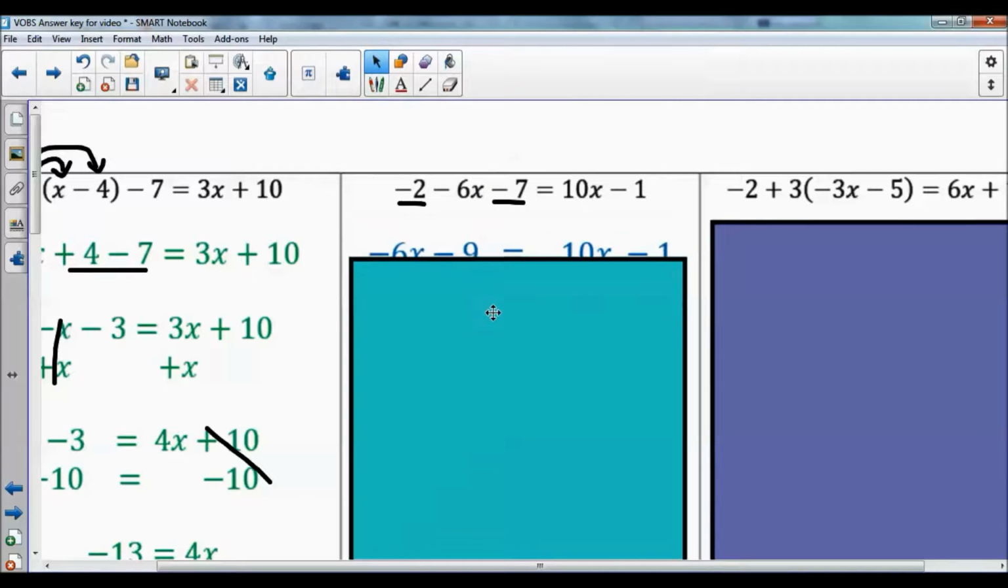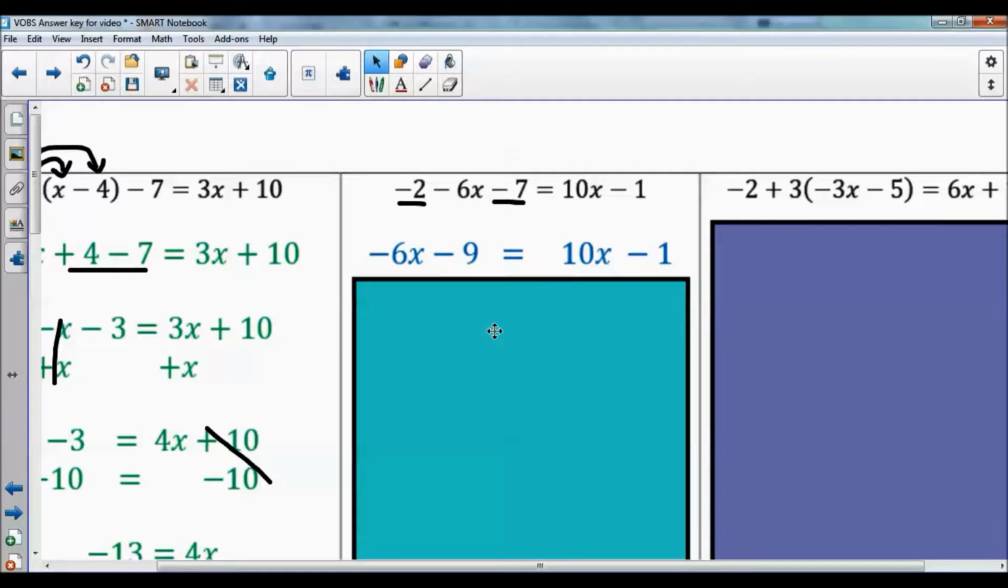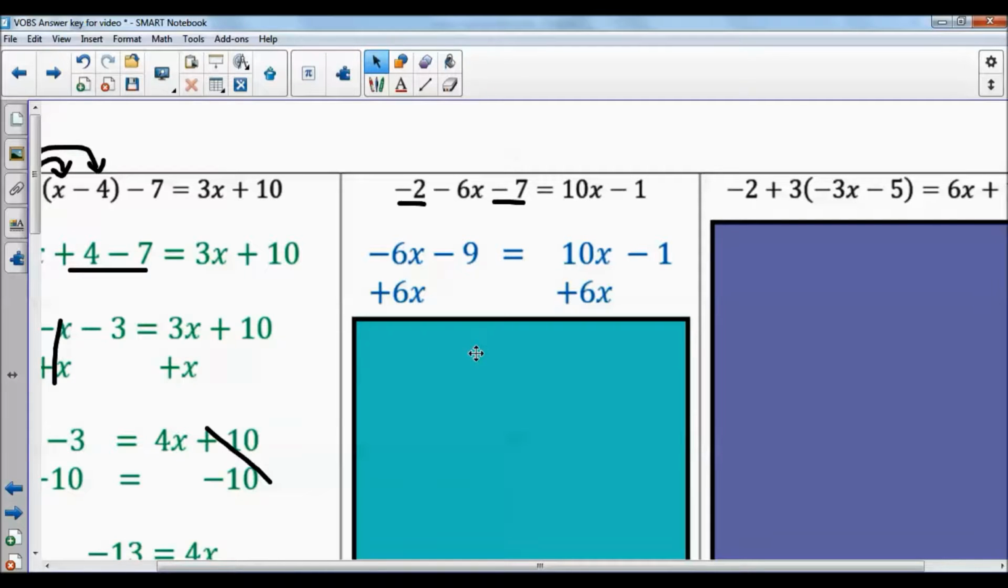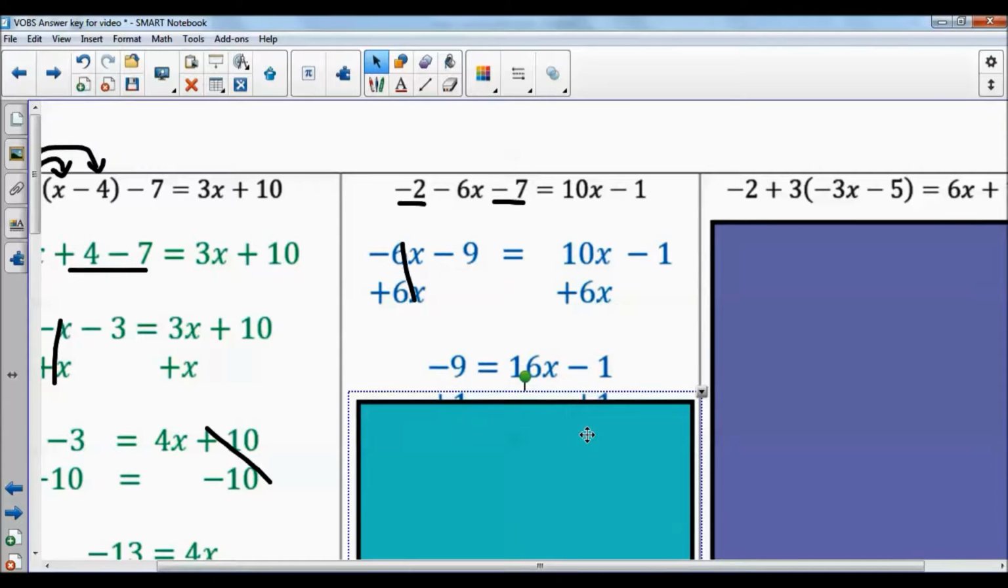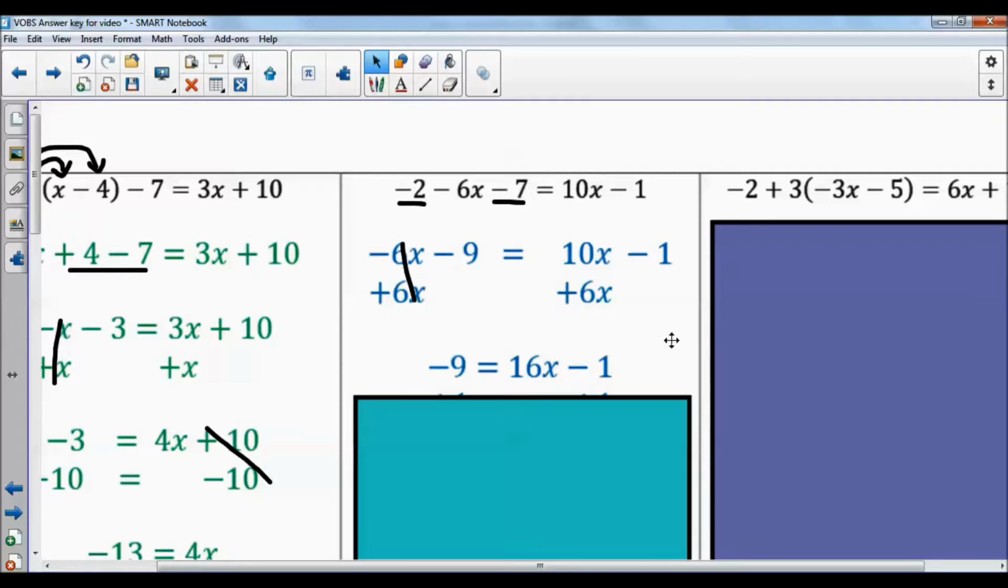And so we're going to have negative 6x minus 9, because those are both negatives, so they combine, is equal to 10x minus 1. So now we have to get our variables on the same side of our equation. So we have a negative 6x and a positive 10x. So to get rid of this negative 6x, I'm going to add 6x to both sides. When I do that, these x's cancel out, and I've got negative 9 is equal to 10 plus 6 gives us 16 x's. So I've got negative 9 is equal to 16x, and then I still have this minus 1 over here.